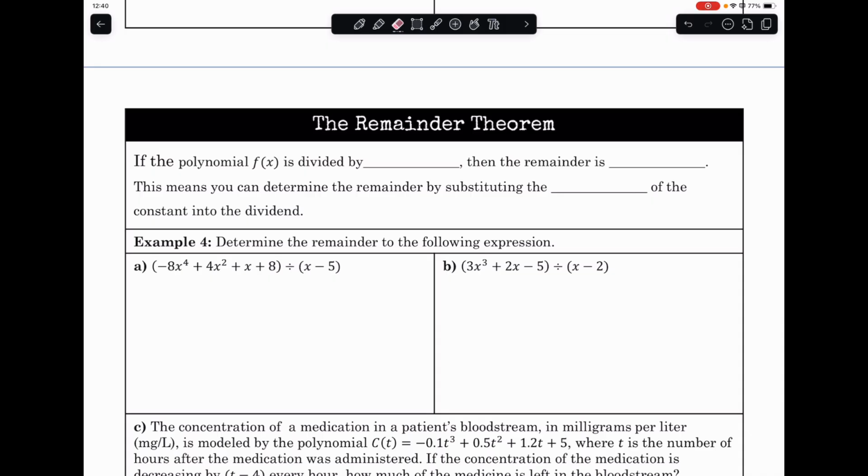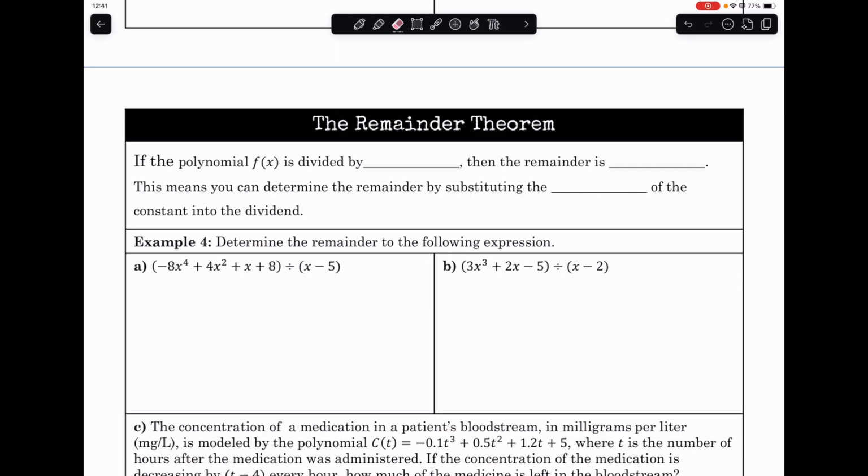For dividing polynomials, the remainder and factor theorem. In this second part, we're going to start with the remainder theorem and how we can apply the remainder theorem to find the remainder of a polynomial division problem.